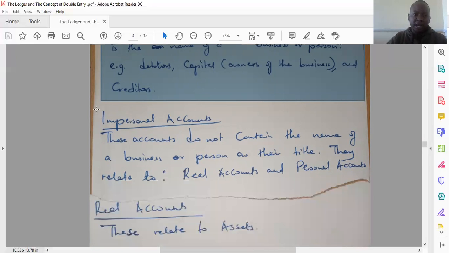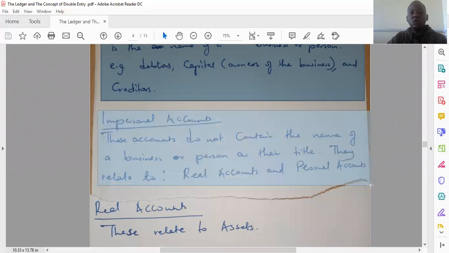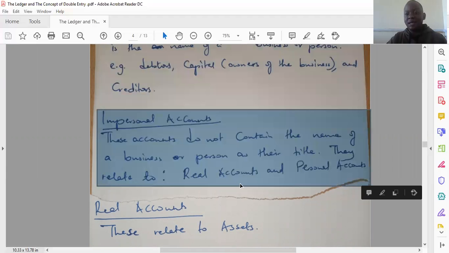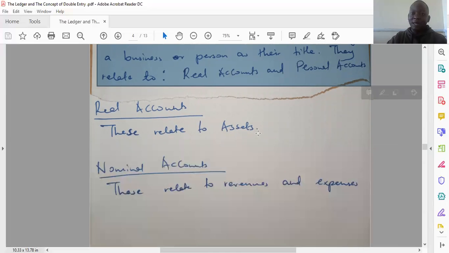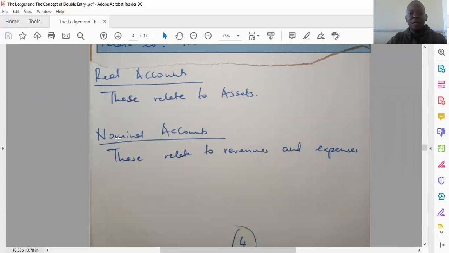And then we have the impersonal accounts. These accounts do not contain the name of a business or person as their title, and they relate to real accounts and nominal accounts. So real accounts relate to assets, that is both tangible and intangible assets. And then nominal accounts relate to revenues and expenses.